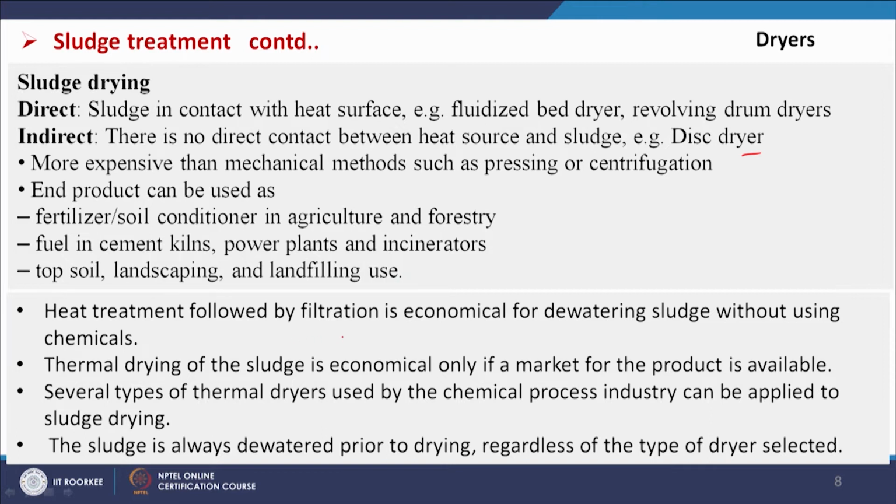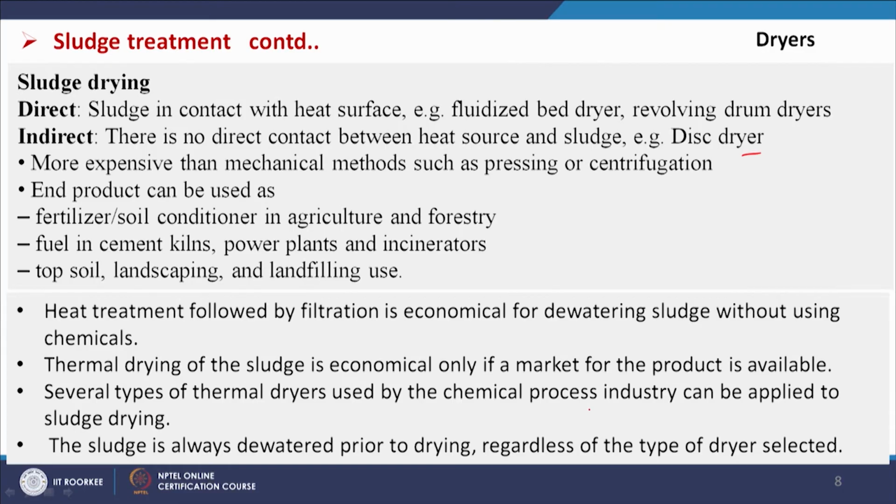Heat treatment followed by filtration is economical for dewatering sludge without using chemicals. So, if we use heat treatment initially followed by dewatering, then this process may be economical. Thermal drying of the sludge is economical only if a market for the product is available. Several types of thermal dryers used by the chemical process industry can be applied to sludge drying. The sludge is always dewatered prior to drying, regardless of the type of dryer selected.